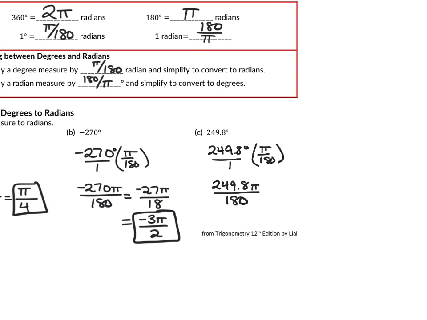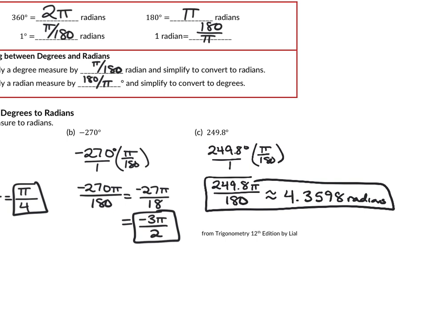Now at this point, that would be pretty much the simplified fraction we could do by ourselves. You can chunk this one into a calculator using 249.8, the pi button, and then dividing by 180. You'll get approximately 4.3598 radians. Both are acceptable answers, whichever one the question is asking for or seems most appropriate for the problem.